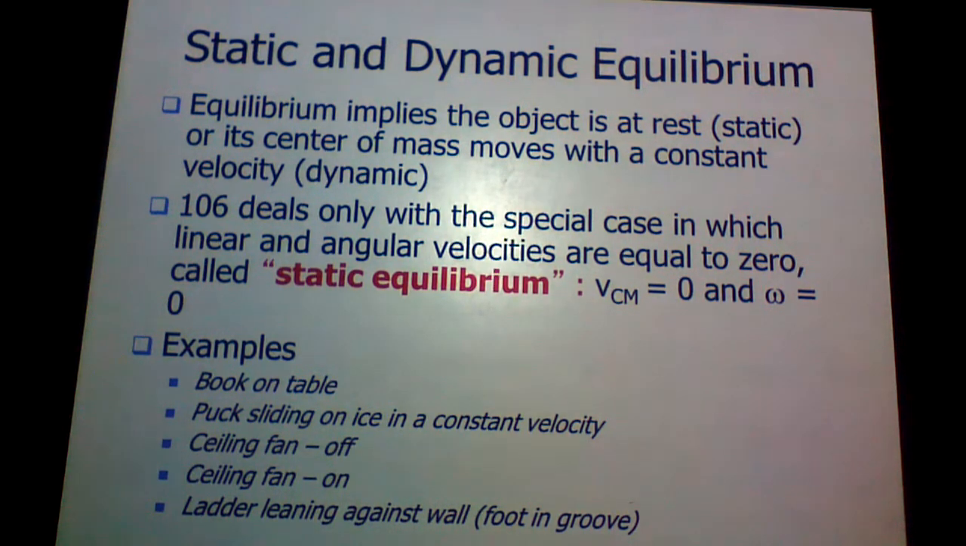Okay, so static and dynamic equilibrium. Ultimately, we know that equilibrium implies that an object is going to be at rest. If an object is at rest, we call that static. If its center of mass is moving with a constant velocity, we call it dynamic equilibrium. So that's the difference between the two. If we're at rest, it's a static equilibrium, but if it's moving with a constant velocity, constant speed, then we have dynamic equilibrium.